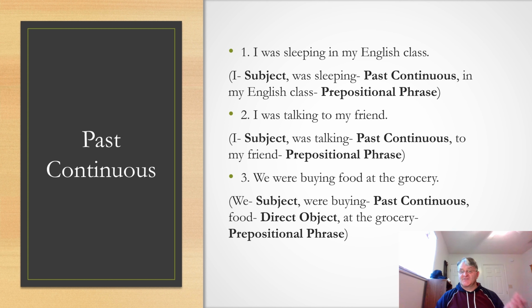I was talking to my friend, okay, I being your subject, was talking past continuous, to my friend, prepositional phrase. Okay. We were buying food at the grocery. We, here's our subject. Were buying is our past continuous. Food is our direct object, and at the grocery is our prepositional phrase.